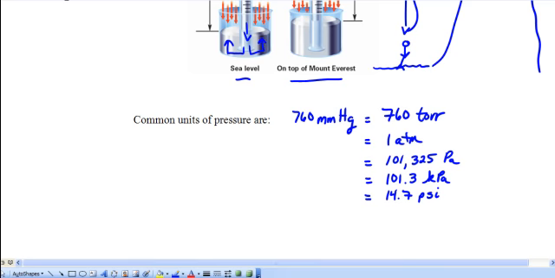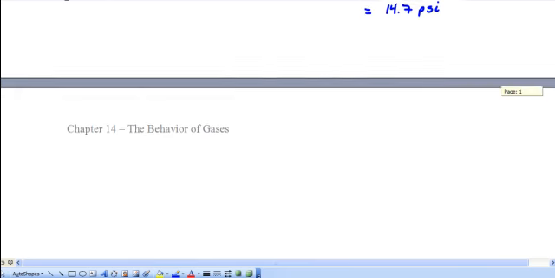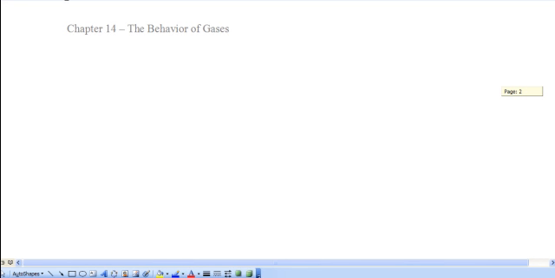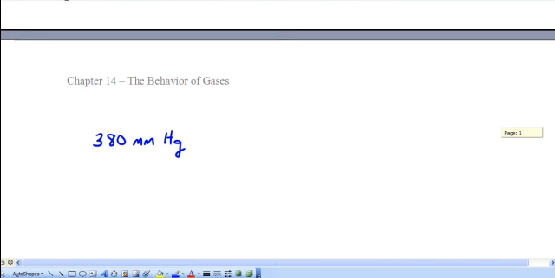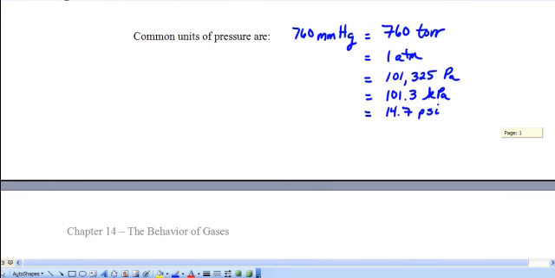All right. So if you want to flip your sheet over, we're going to go ahead and just do this on the back side of this. Let's go ahead and take a few pressure units and convert between them. So let's just say, for example, that we have 380 millimeters of mercury. If we wanted to change that into, say, atmospheres, you would, just like you did before, use your unit conversions. This is something that you picked up back in Chapter 3.